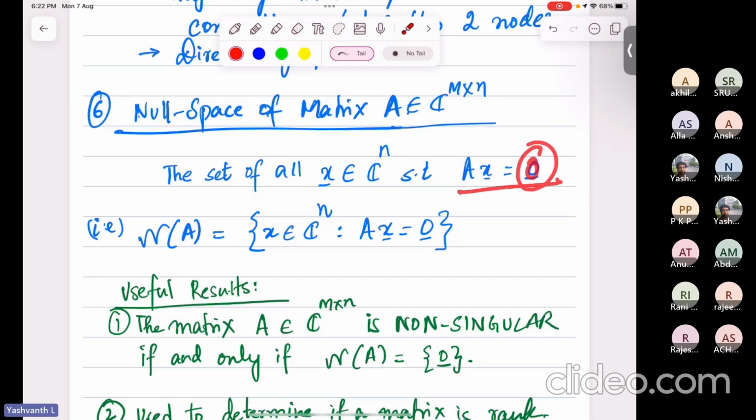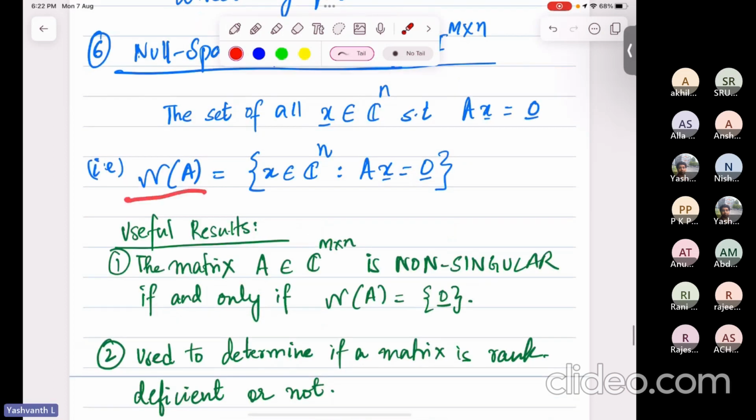See, it's a zero vector, not a zero scalar. You take the collection of all vectors x such that Ax becomes a null vector. The collection of such x's is said to form the null space of the matrix A. In mathematical notation, just as the column space was denoted by C of A, the null space is denoted by N of A, equal to the set of all vectors x in C to the n such that Ax equals a zero vector.